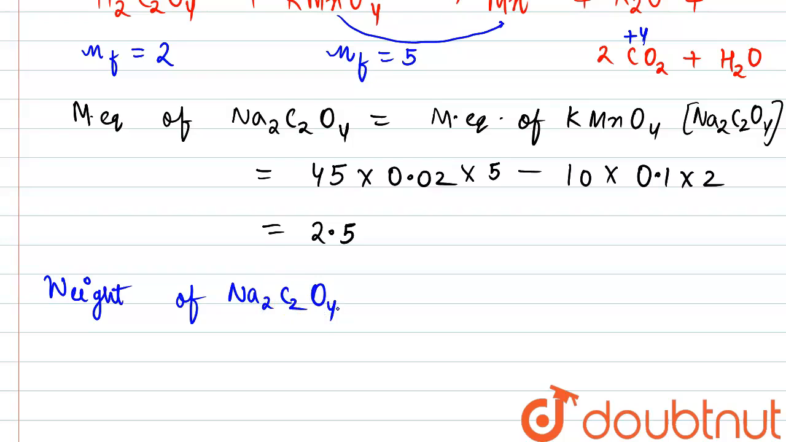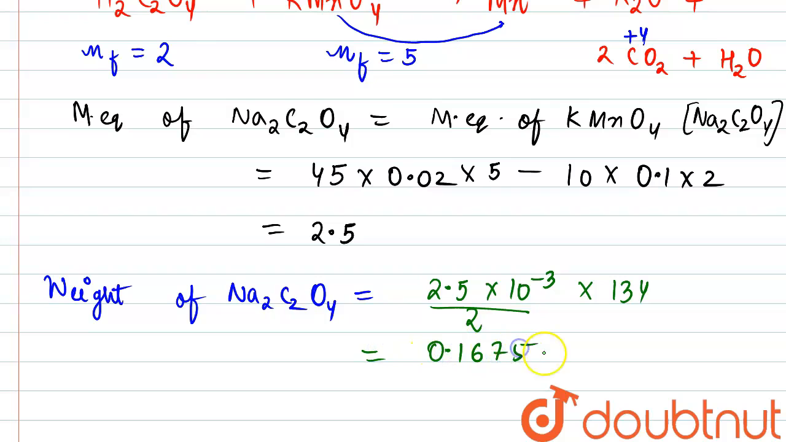Right. So now we would simply calculate the weight of Na2C2O4. For this, we will use the simple expression: milli equivalents of Na2C2O4 in the numerator, that will be 2.5 multiplied by 10 raised to minus 3 because it is the milli equivalent, divided by the N factor of Na2C2O4, that we have just seen will also be 2, multiplied by its molecular mass which comes out to be 134. From here we get 0.1675 gram.